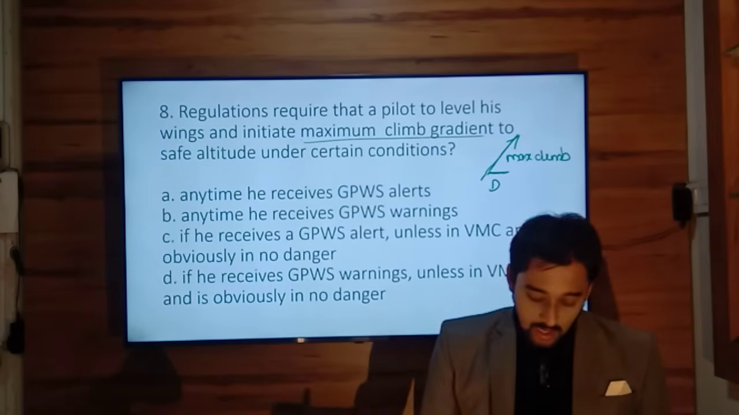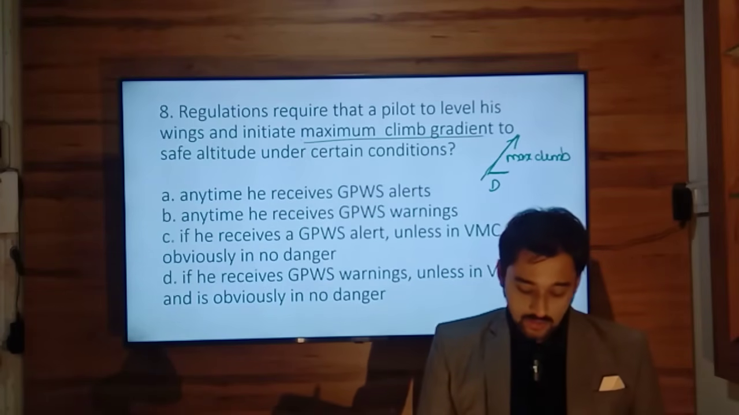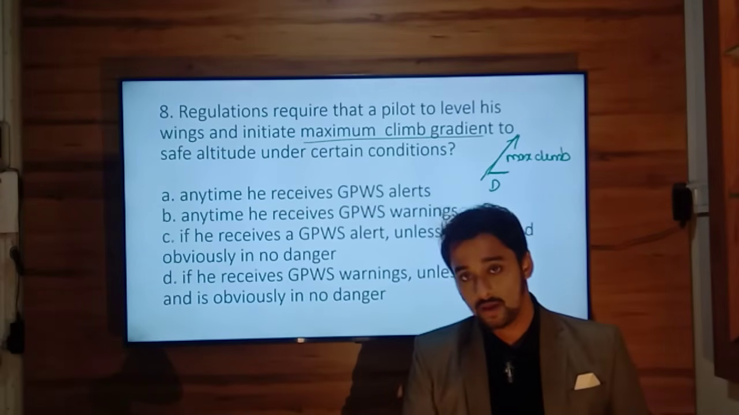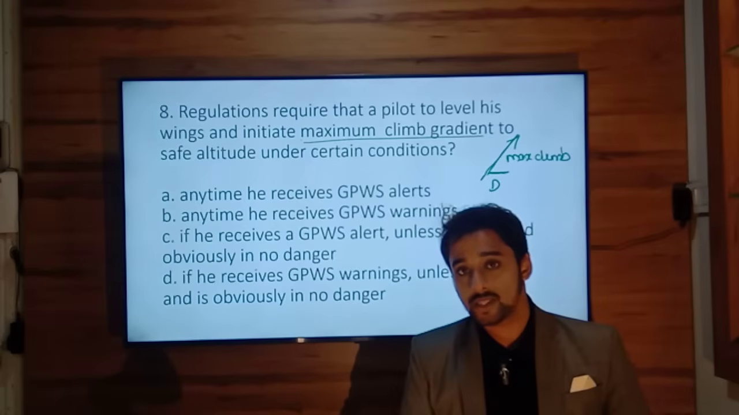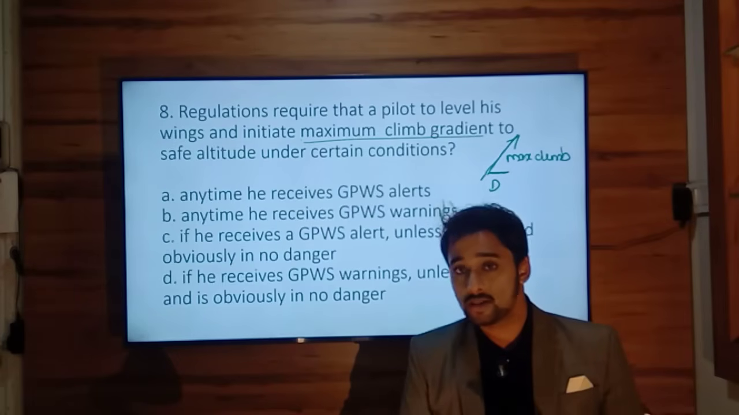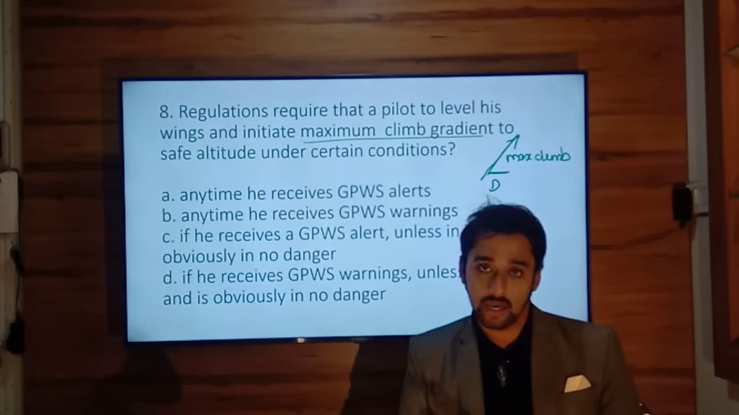Under what conditions? This is related to the ground proximity warning system. Whenever a ground proximity warning system issues you a warning, it is your duty to follow that warning immediately. The only available solution in such situations is to straighten your wings, level your wings, and initiate a full power climb.